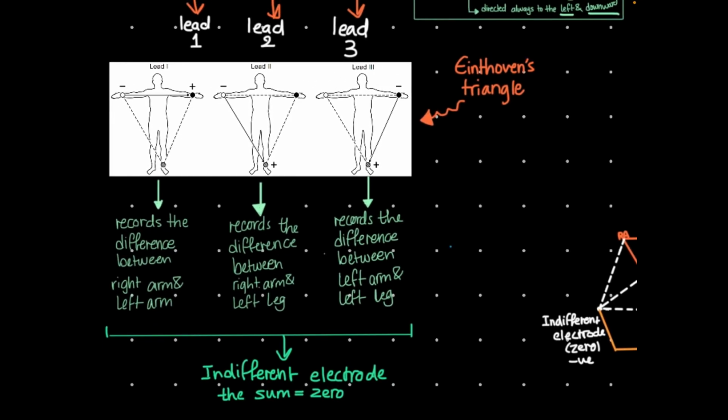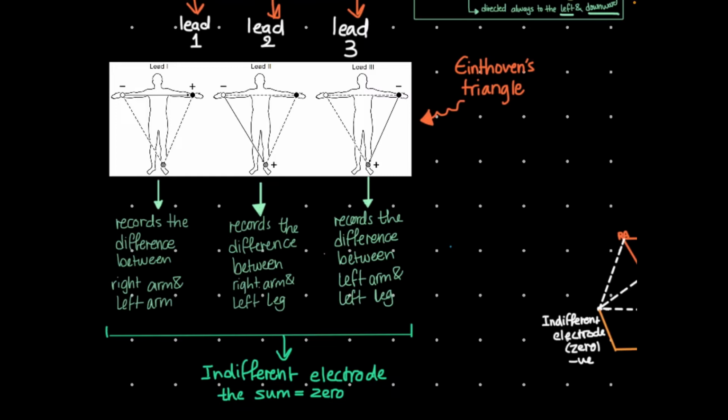Okay, let's start with the leads. Lead number 1, as we can see in the picture, records the difference of potential between the right arm and the left arm. As we said, the potential is going to the left arm, so the left arm is going to take the positive pole and the right arm is going to take the negative. And the same thing for lead number 2 and 3.